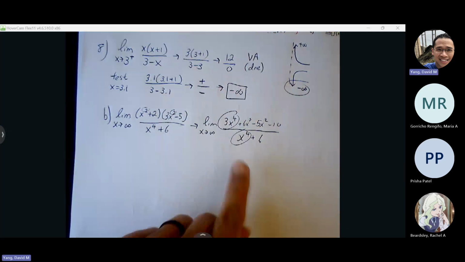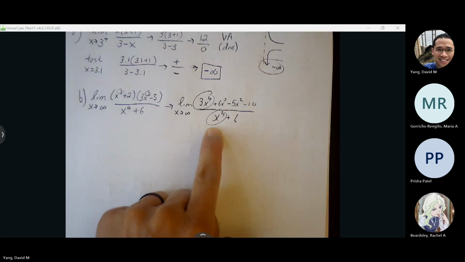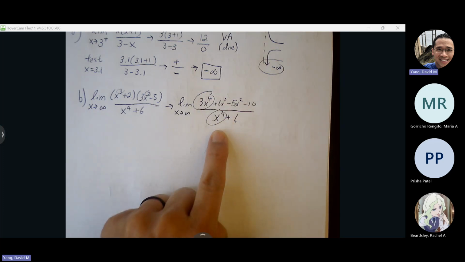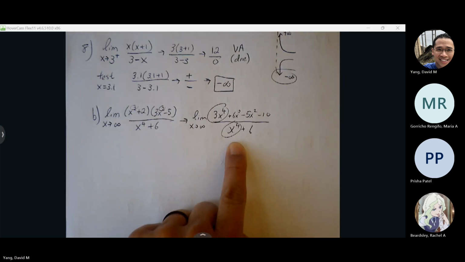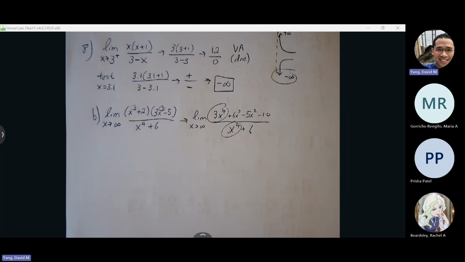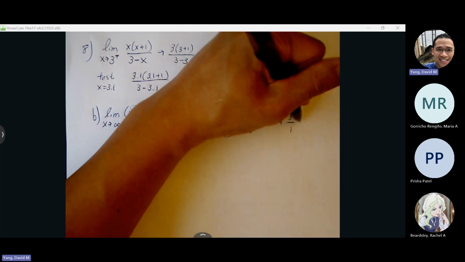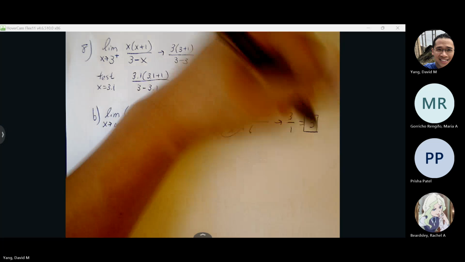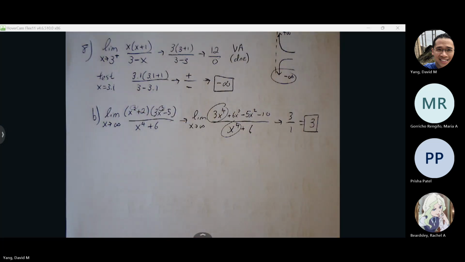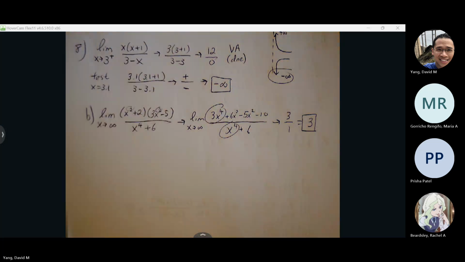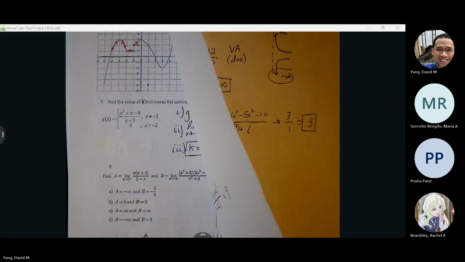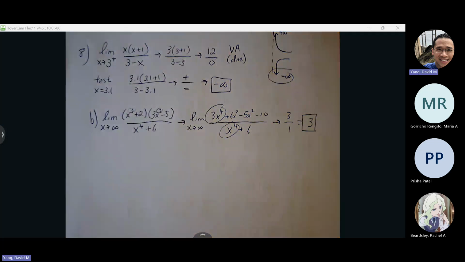Only these values are going to matter. The degrees match, so therefore my limit is what? Yeah, ratio of coefficients, so 3/1, which is 3. So answer choice D.